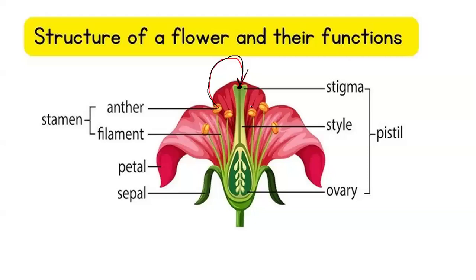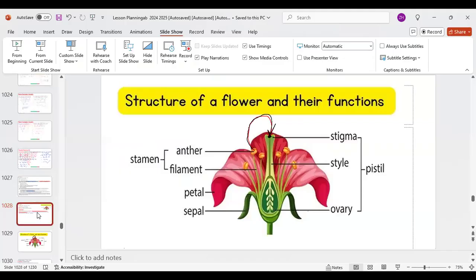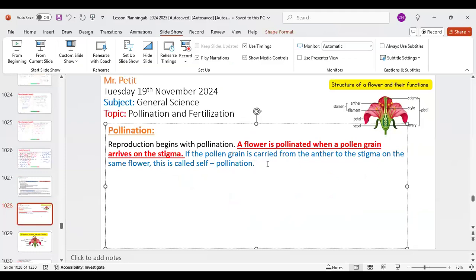That's why they say honeybees are so important for pollination, because they could carry the pollen from one plant to the other or from the same plant. So this is called self-pollination. Now if it is carried to the stigma of a different flower, it is called cross-pollination.